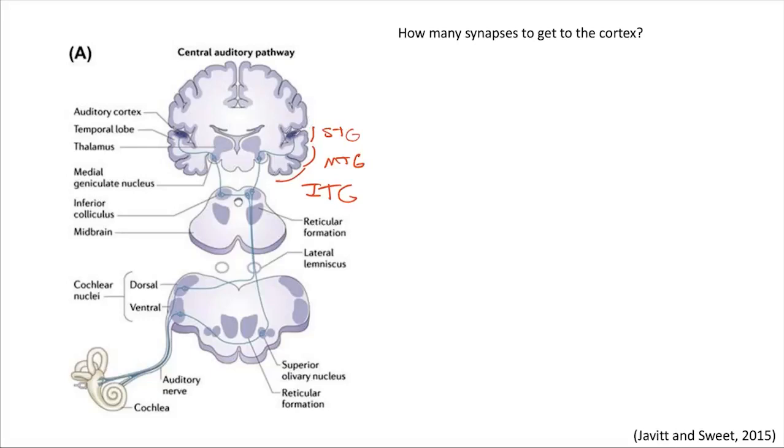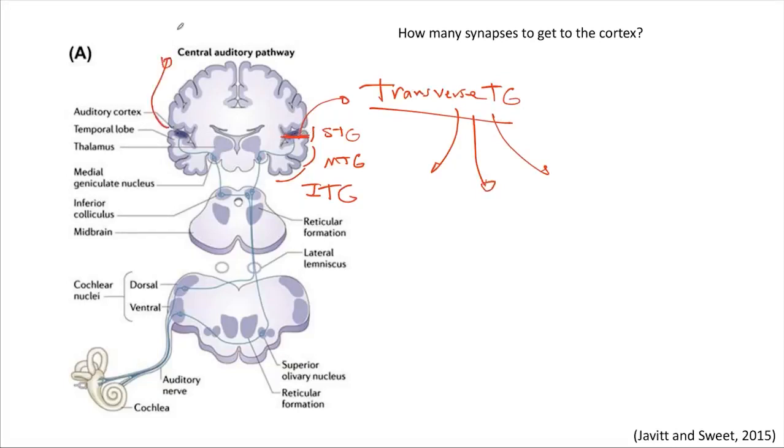But there is another gyrus which is sort of transverse here. We call that the transverse temporal gyrus. That is called the auditory cortex. But this transverse temporal cortex could be divided into different pieces. I will discuss the different pieces that we have in the transverse temporal gyrus. But this transverse temporal gyrus is located in a sulcus that we call the Sylvian sulcus.